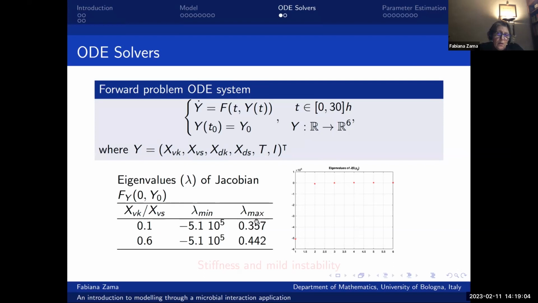Second, we see that there is only one eigenvalue with a real part that is positive and larger. So actually there is also a mild instability, even if it is not a problem because we don't have a long time evolution. But actually this problem is stiff, surely, and shows a mild instability.